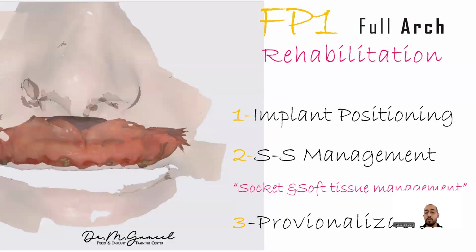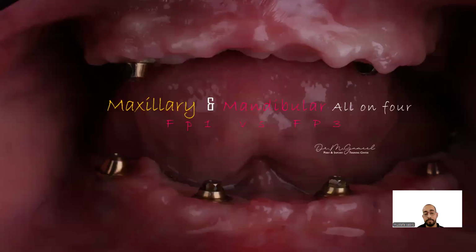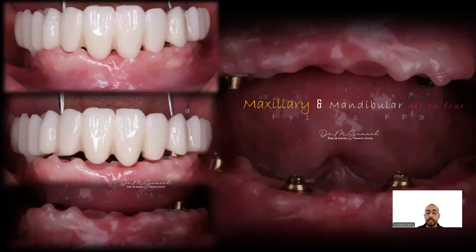And let's come to a conclusion. With FP1, guys, full arch rehabilitation, implant positioning is very crucial, guys. Implant positioning is very crucial. SS management, which is socket and soft tissue management. If you are still in the maintenance phase, which means you still have teeth, guys, don't miss this opportunity and do socket preservation and soft tissue maintenance. And of course, temporization plays an important role to maintain the soft tissue and of course to satisfy your patient. Here's how beautiful the soft tissue looks, the pink versus white aesthetics.